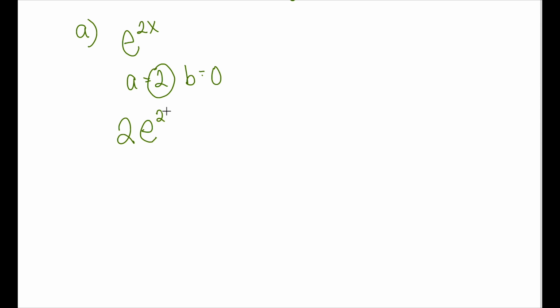So let's look at some examples. If I have e to the 2x, that means my a is 2 and my b is 0. So we multiply by a and then leave the exponent alone.